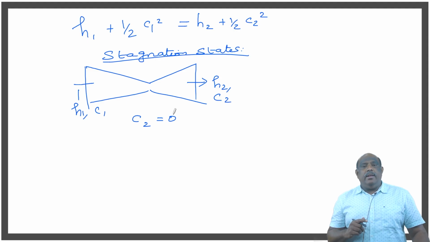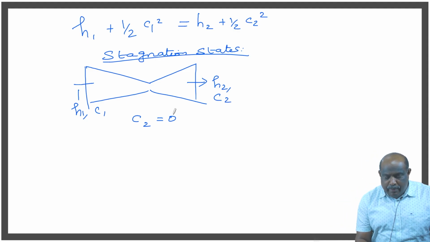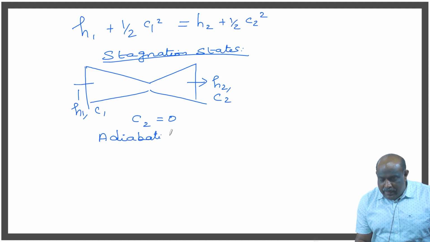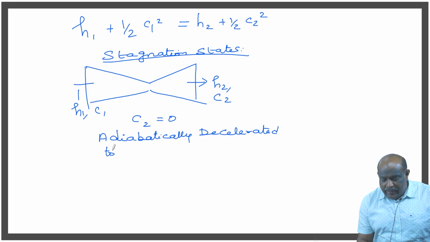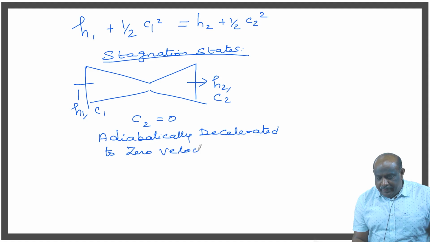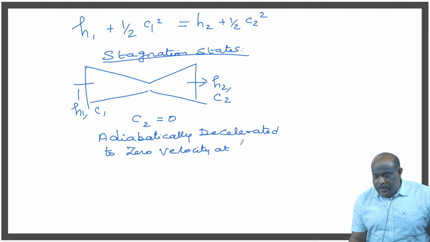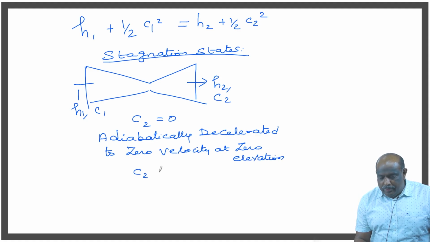What is meant by adiabatically? There is no heat transfer from the system to the surrounding or from the surrounding to the system. So we have to include that word. That word is very, very important. Adiabatically decelerated to what? To 0 velocity. Then only it becomes stagnation. To 0 velocity at 0 elevation, which means my C2 equal to 0.